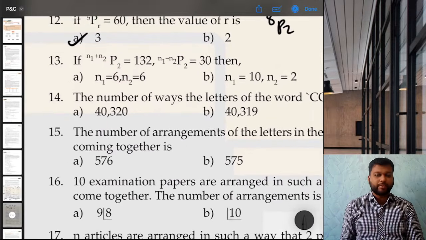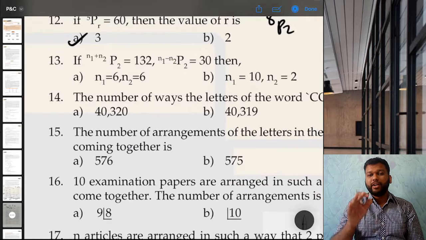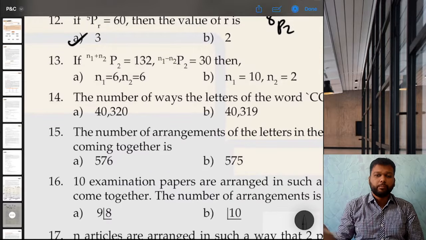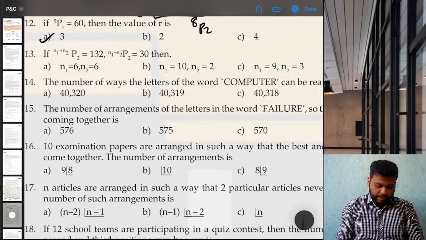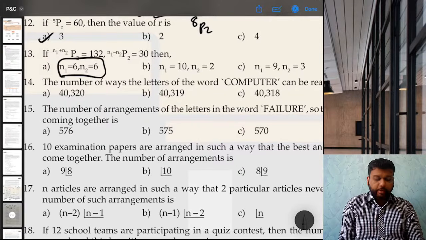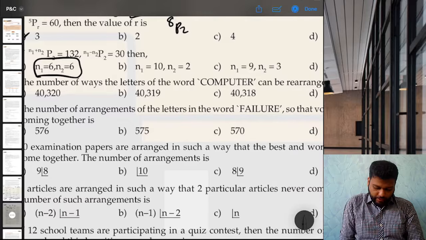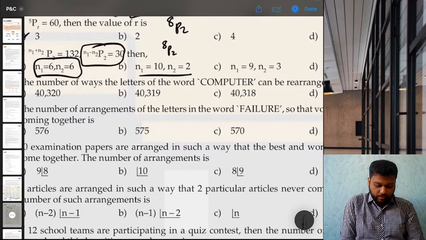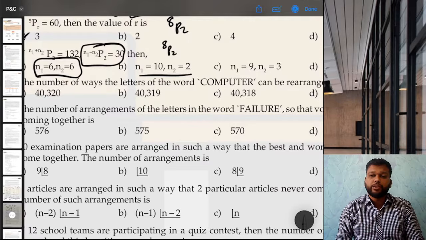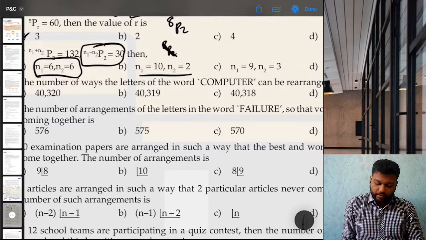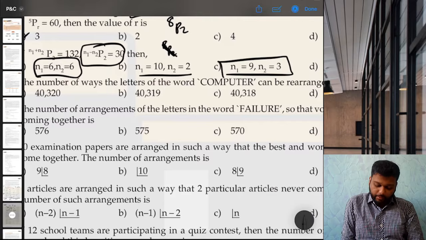13th, again a similar question. n1 plus n2p2 and n1 minus n2p2 is 30. They have given, fine. Let's go by options. A is not correct because n1 minus n2 will be 0. Second option, let's check. 10 minus 2 is 8. 8p2, that will not be 30, right? 8 into 7 is 56, so skip that. 9 minus 3, 9 minus 3 is 6. 6p2, that is 30, that is correct.